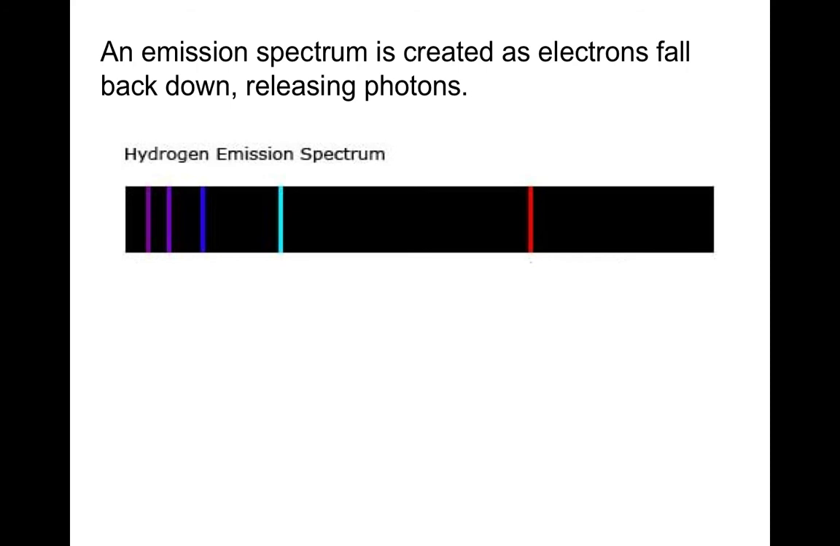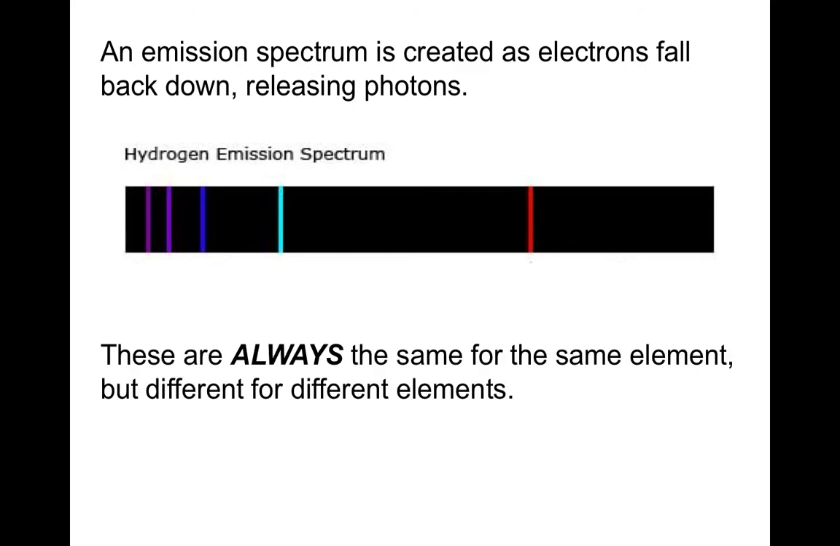Now, if you place these two side by side, you'll notice that each of those lines fall in the same spot, and that has to do with the fact that for hydrogen, the change from one level to another, the amount of energy required is very specific, and it always remains the same for that atom. Okay, so the key here is that these are always the same for the same element, but they're different for different elements. So this is the emission spectra for hydrogen.